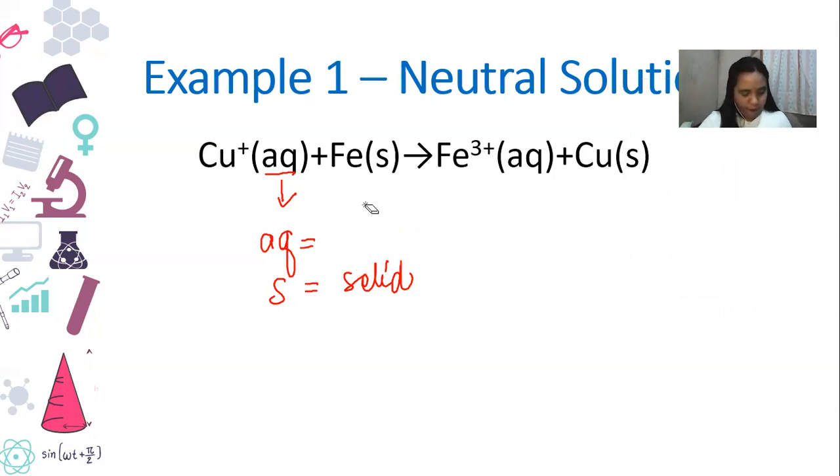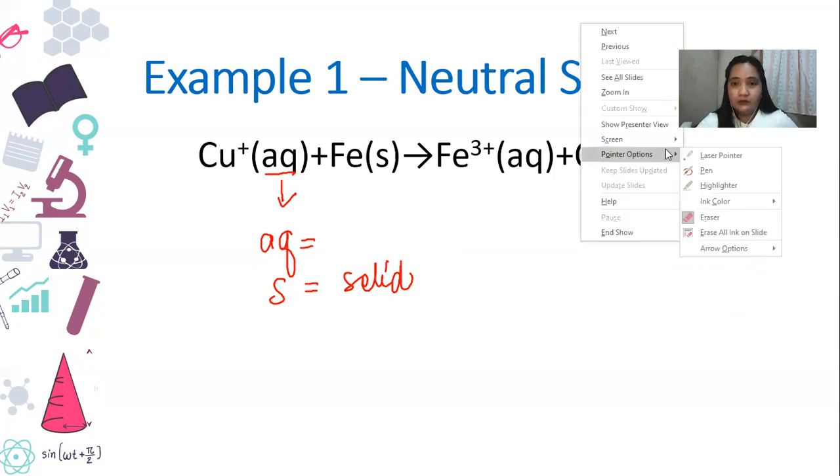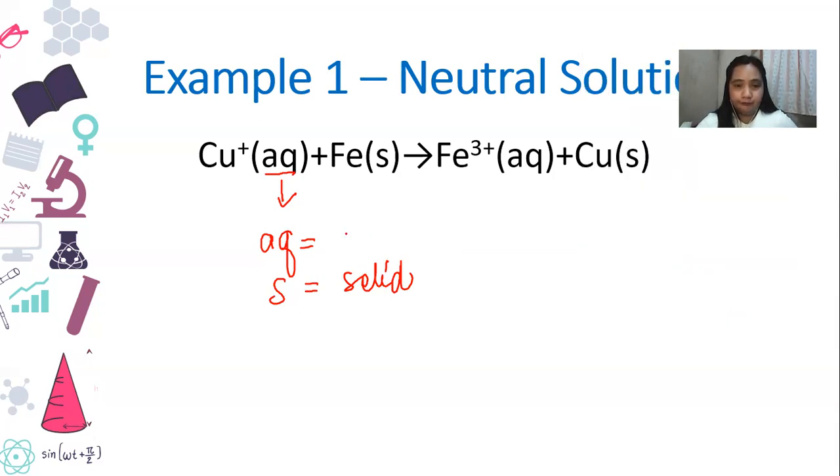That's poorly written. So let's see, that's my pointer. It says here that's AQ, and I think I got that wrong a while ago. It's aqueous. There you go.